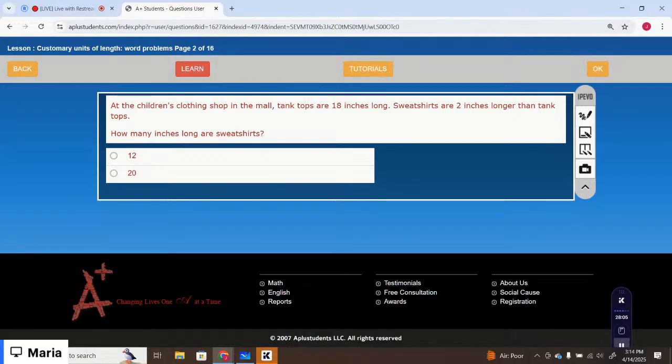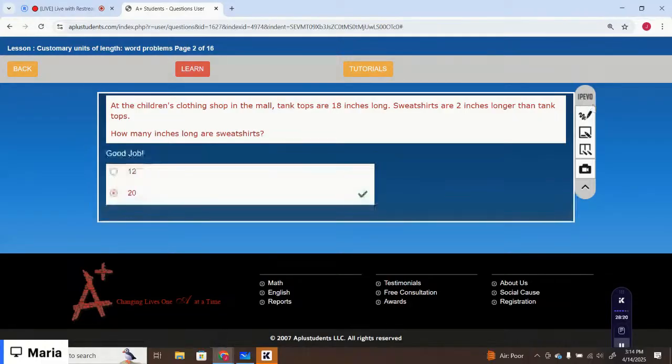So the tank tops are 18 inches long and the sweatshirts are 2 inches longer than tank tops. So 18 plus 2 makes 20. That means the sweatshirt is 20 inches long. Option number two is the correct option. Got it?